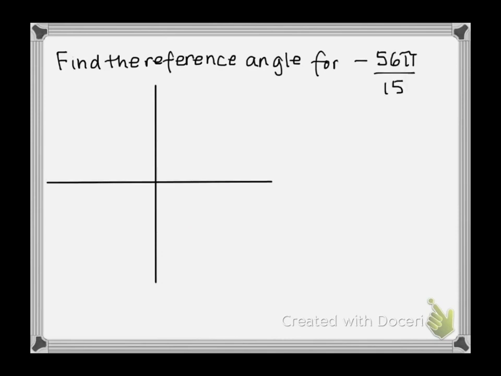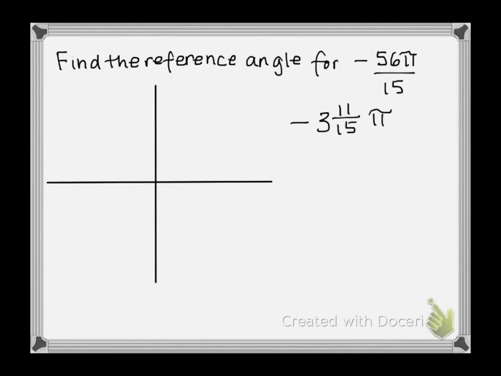So here's another one. Negative 56 pi over 15. You might not like this because it's radians. But I actually think that makes it a little bit easier. Because first of all, I'm going to convert this to a mixed number. That's what I would always recommend for these. So this one would be 3 and 11/15 as a mixed number.